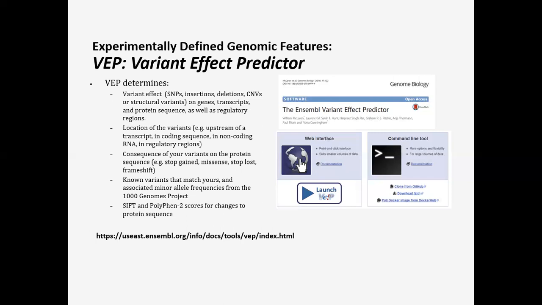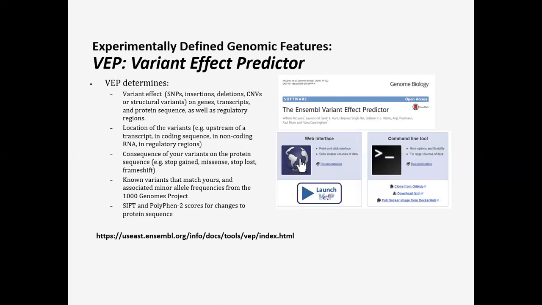This is the tool which can annotate any kind of variant, whether it is a SNP, an indel, a copy number variation or a structural variant. Once you have the variant call file from any type of variants, it can annotate. It can provide information on the location of the variants, whether it is upstream or downstream of the transcript, whether it is in the coding region, the non-coding region or the regulatory region. It can give us information about the consequences of the variants on the protein sequences, like whether it is a stop gain, missense, stop loss or frameshift variant.